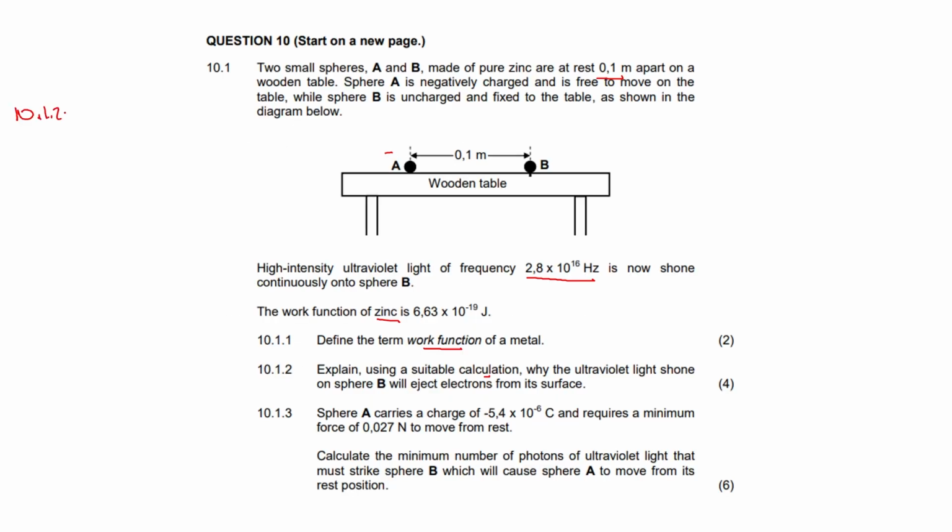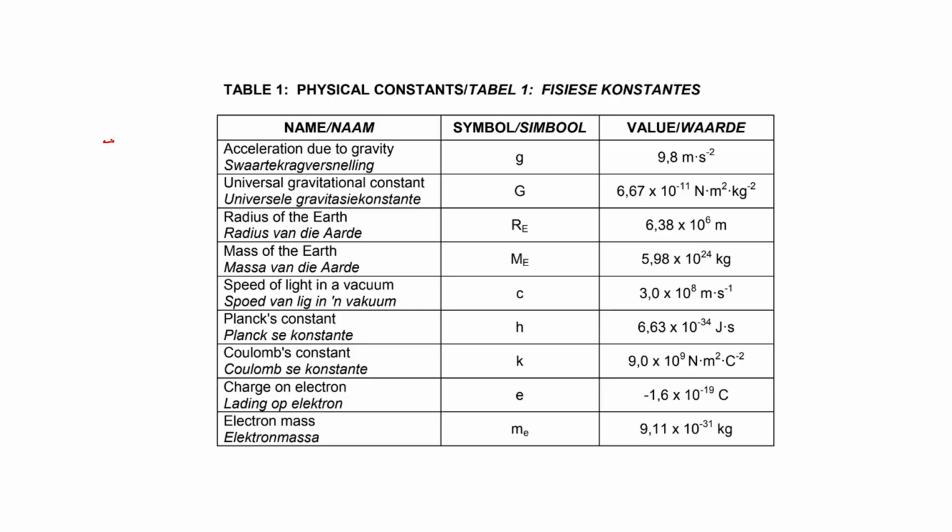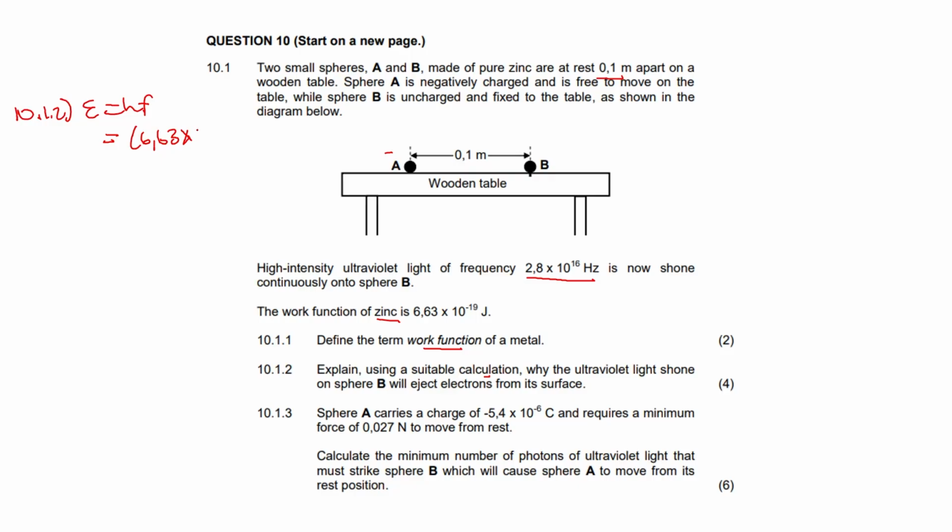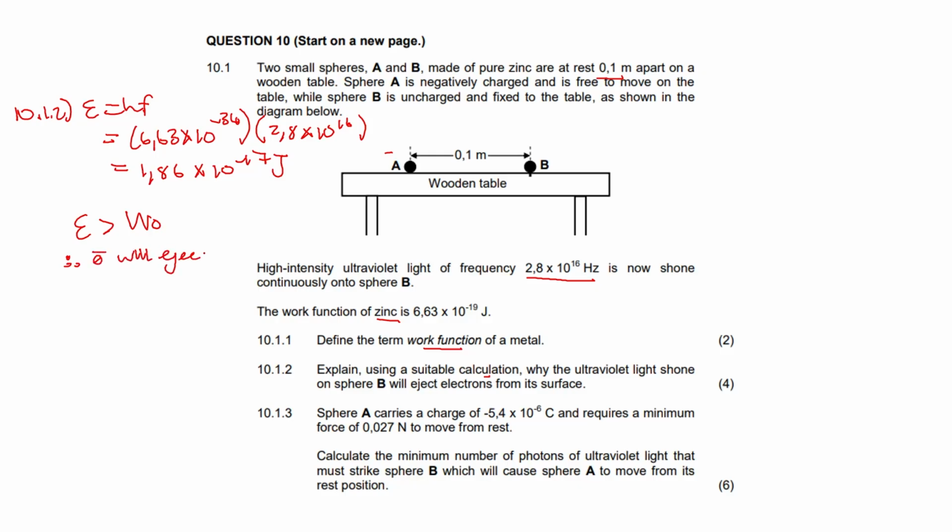So 10.1.2, h is a constant, Planck's constant, 6,63 times 10 to the power of negative 34. I'm going to multiply that by the frequency that was given of the light. I put that into my calculator and I get 1,86 times 10 to the power of 17. Is that going to be greater or less than the work function? That is going to be greater than the work function. Therefore, electrons will eject from the surface.